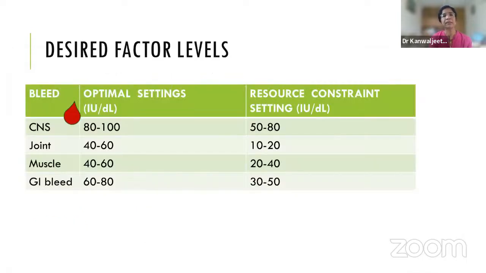Looking at the desired target levels, this is for the bleeding patient. For a bleeding patient, we look at the site of bleed. For a CNS bleed, the optimal dose in a resourceful setting would be 80 to 100 units per deciliter, whereas in a resource constrained setting, we choose to give around 50 to 80% factor levels. And lower levels are acceptable for the rest of the settings.